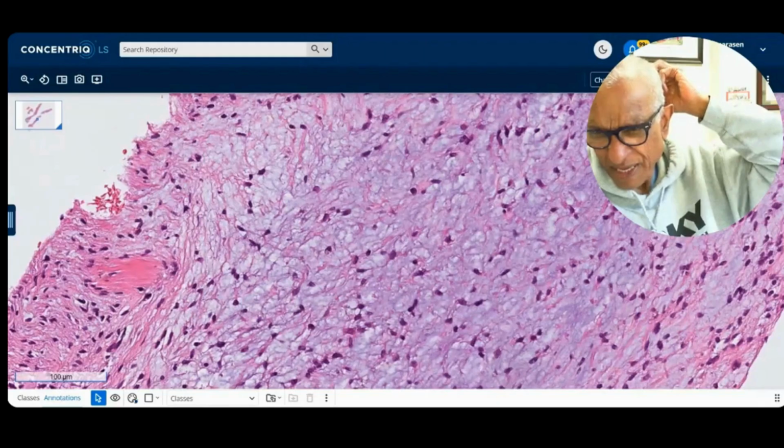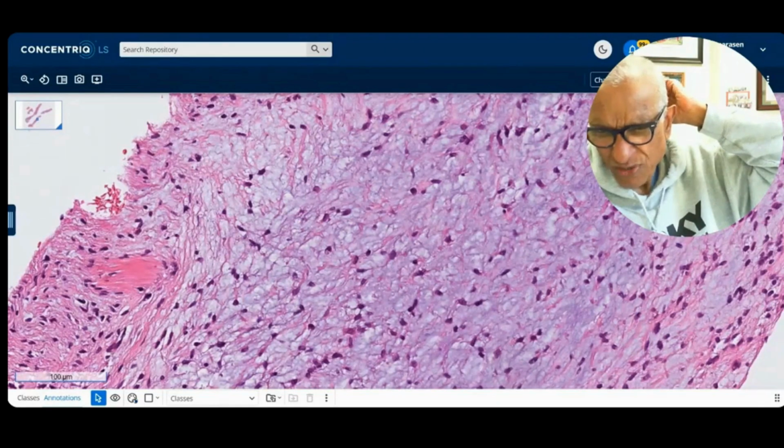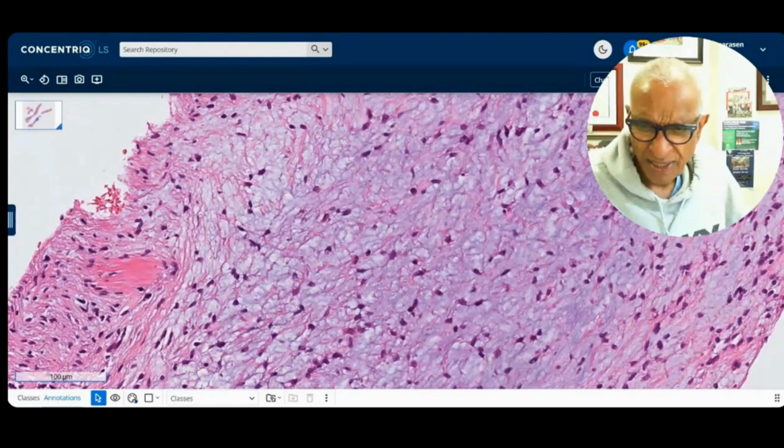Niam, I hope I'm pronouncing that correctly. Neural is a very good thought, and I'll give you the S100 and SOX10 because that's sort of the basic screening tools. Those are both negative, so let's get the neural out of the way.